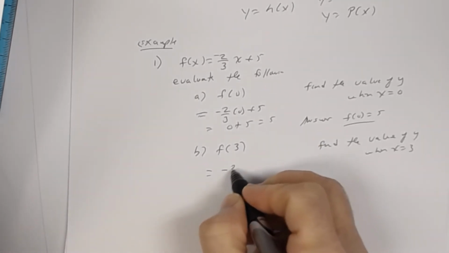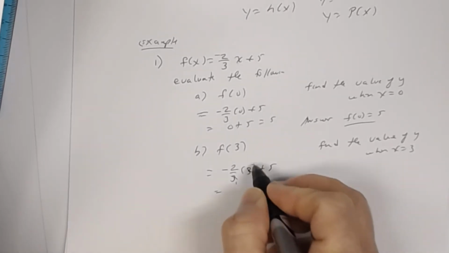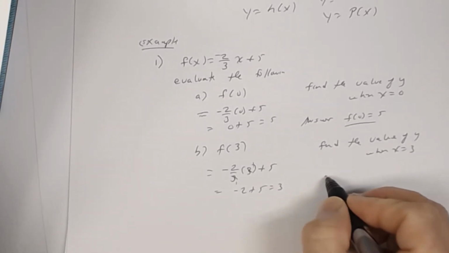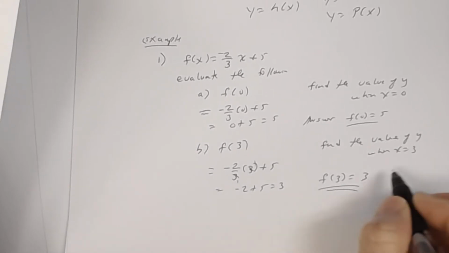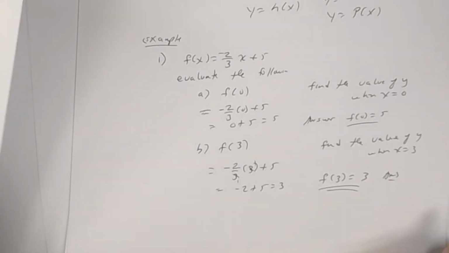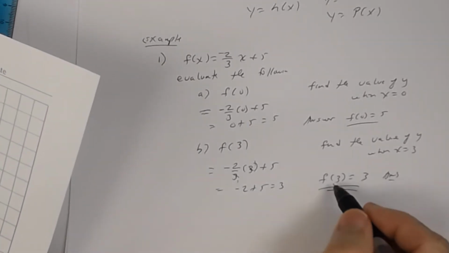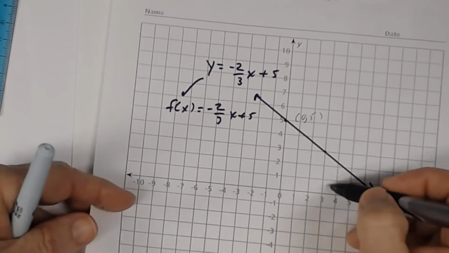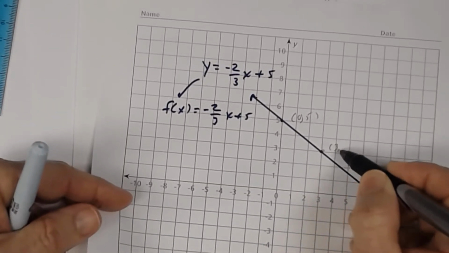So you're going to say negative 2/3 times 3 plus 5. The 3's divide out, so you get negative 2 plus 5, which is 3. So f of 3 is equal to 3. There's your answer. And what that means is, when the x coordinate is 3, the y coordinate is 3 as well, right? So in what you see here, look, 3, 3. So this is the point 3, 3.